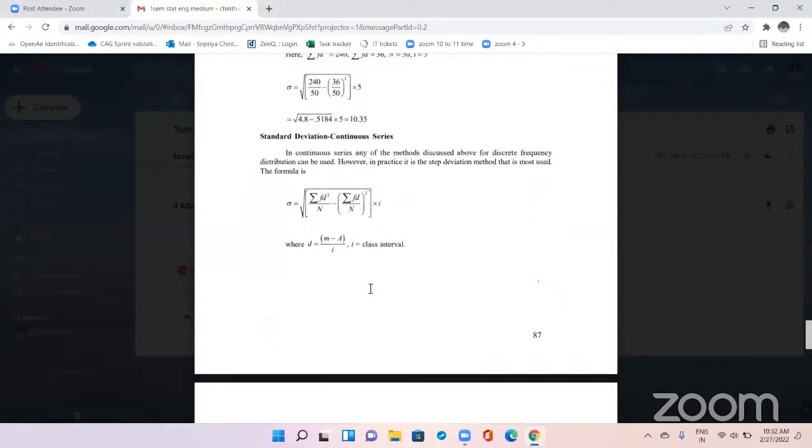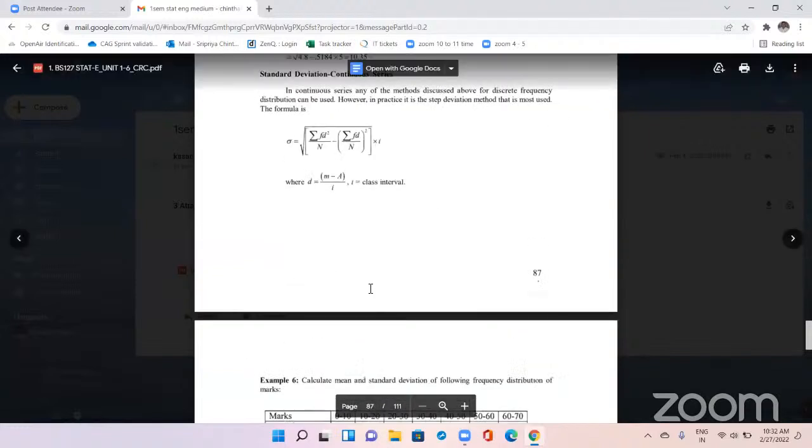So in measures of dispersion, the standard deviation is the most important. From the examination point of view, standard deviation is the most important topic, either the definition or one problem will come.